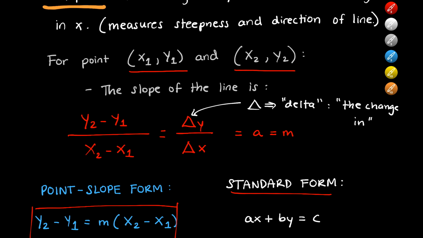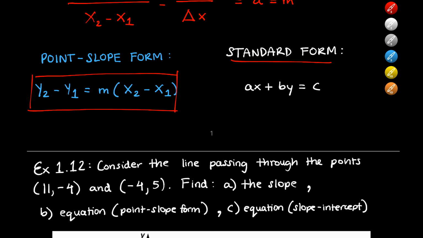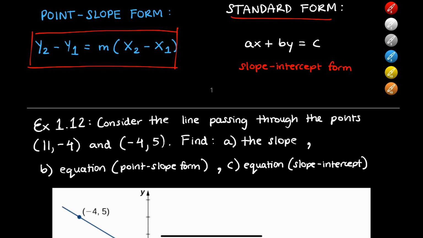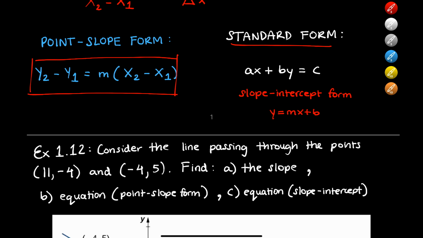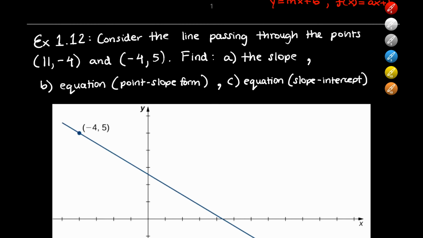And lastly, we have slope-intercept form, and let me write that down here. Slope-intercept form is y is equal to mx plus b, or f of x is equal to ax plus b. So that's slope-intercept form. And now we're going to go over an example problem.